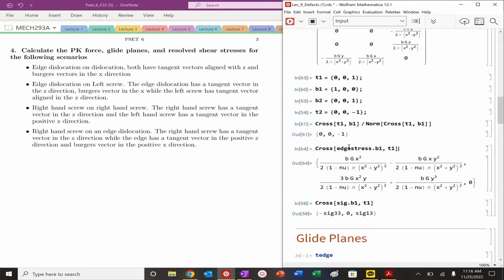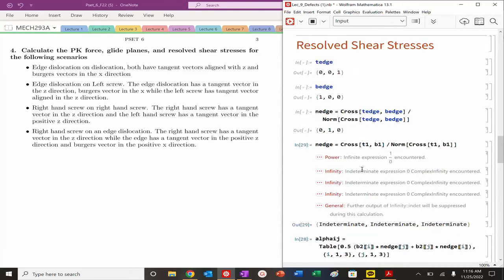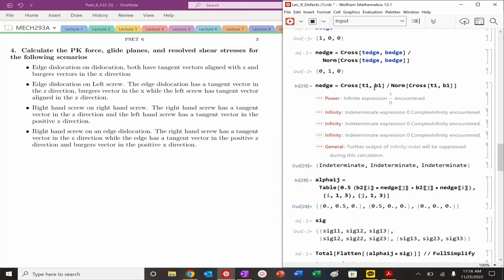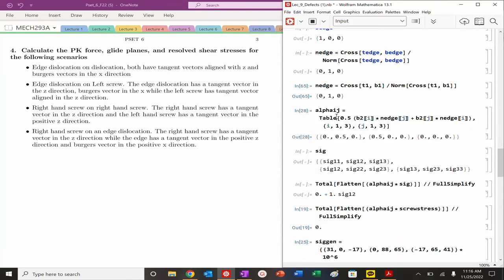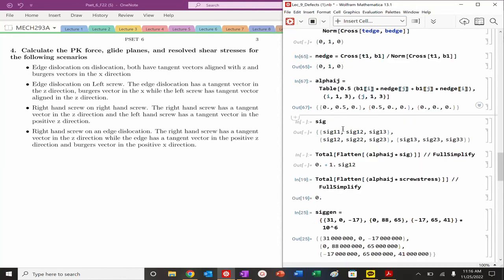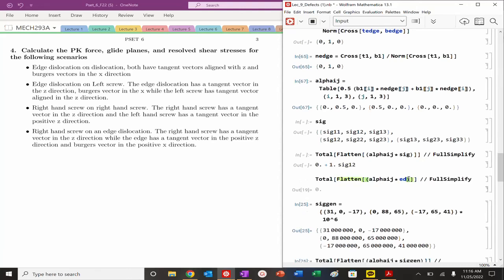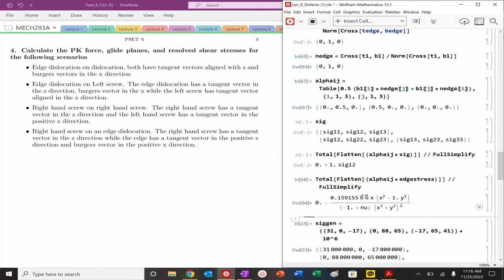What would be the resolved shear stress? Let's go ahead and do the norm here, and not the B2. We fix that from B1, B1. So the normal there. And then I'm looking at alpha ij times edge stress. And then voila, that would be the resolved shear stress there.